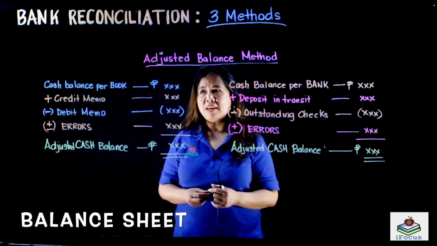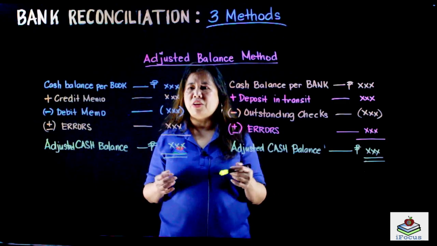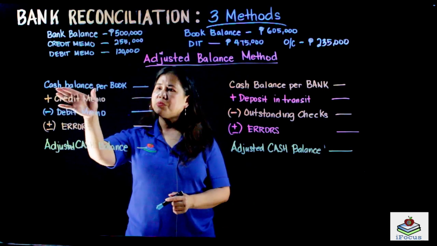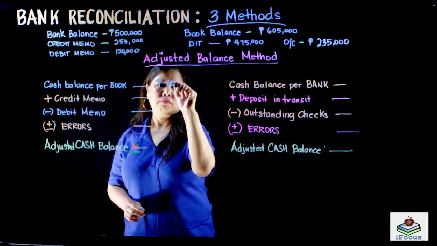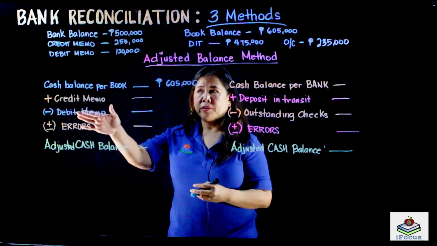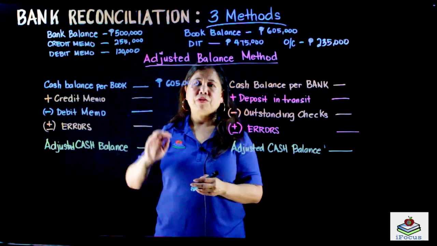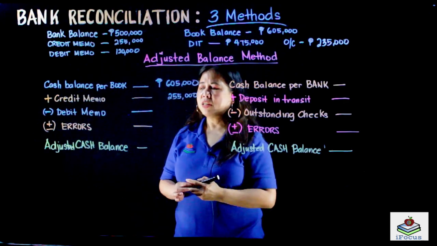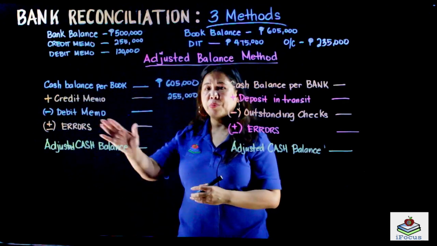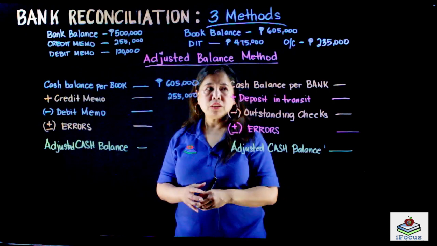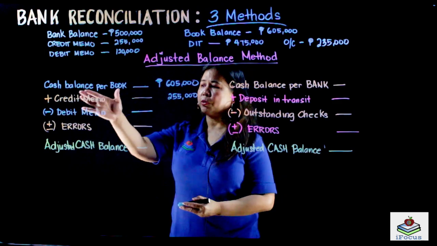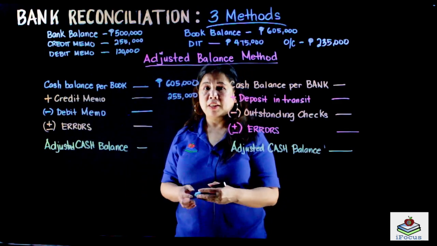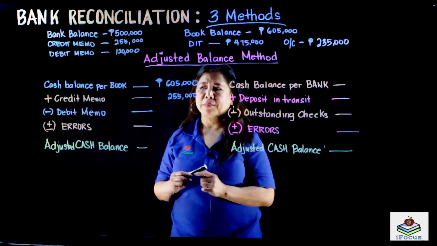Para ma-appreciate natin ang adjusted balance method, I will write down amounts. So ito ang mga given amount on the cash balance per book or book balance is 605,000. We will add the credit memo. The credit memo is 255,000. Then, another reconciling item is the debit memo. The debit memo, binawas na yan sa cash balance per bank. Kaya, on the cash balance per book, i-minus din natin yan para magtutugma silang dalawa.